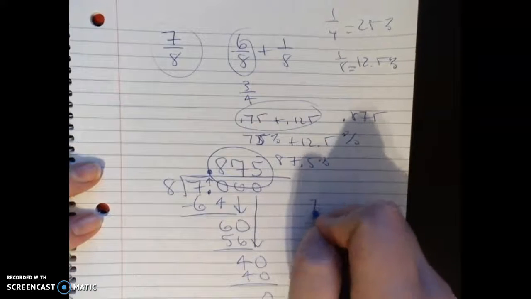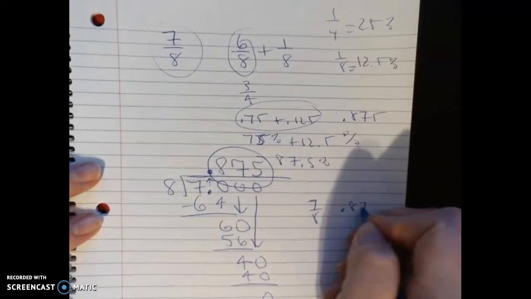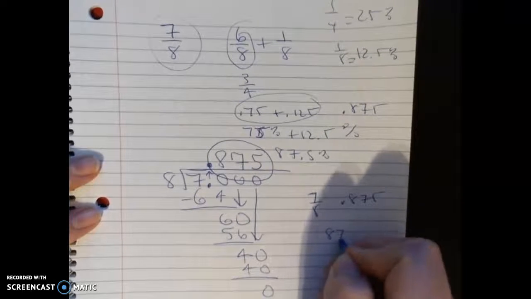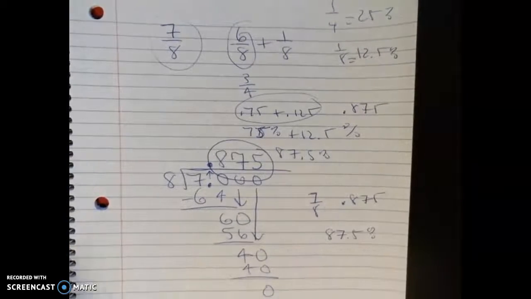So if you can't do it mentally, you're going to have to do long division. So 7/8 is the same as 0.875 in decimal form or 87.5 in percent form. Because 8 doesn't scale nicely with 100, I can't really do it very nicely.